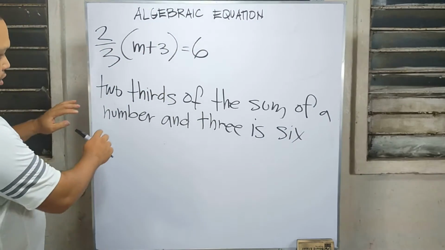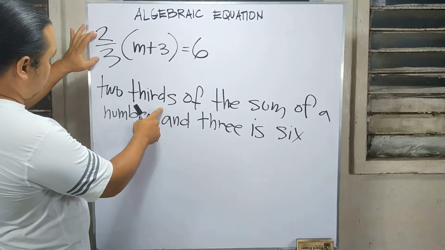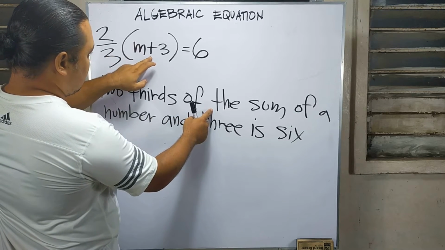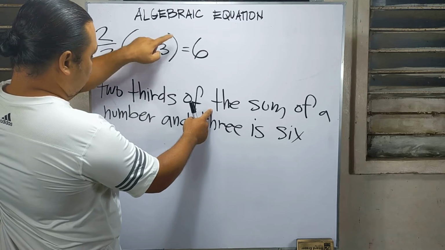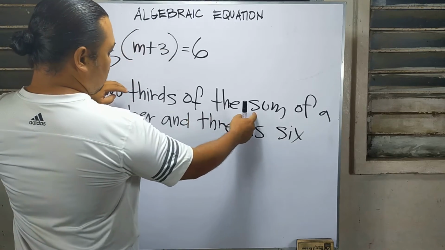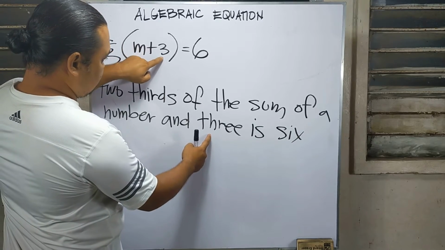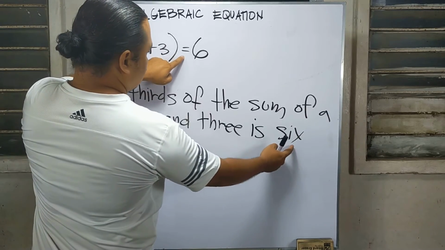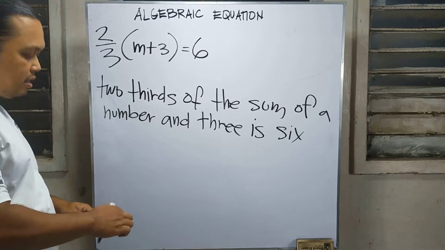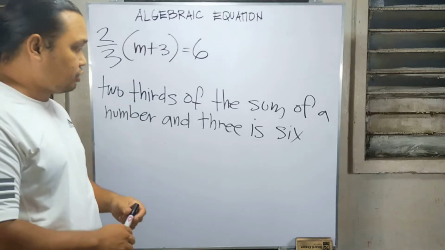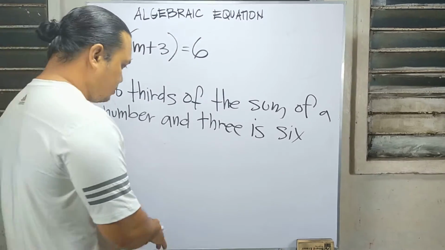Now, 2/3, that is here. This is 2/3 of the sum, which is the result of adding these two numbers, the sum of a number, which is n, and 3, is equal to 6. And that will be a word phrase for this algebraic expression. Okay, well, let's have some more examples.